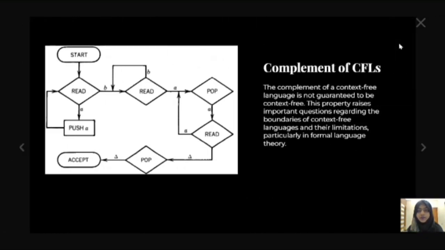Complement of CFLs. The complement of a context-free language is not guaranteed to be context-free. This property raises important questions regarding the boundaries of context-free languages and their limitations, particularly in formal language theory.